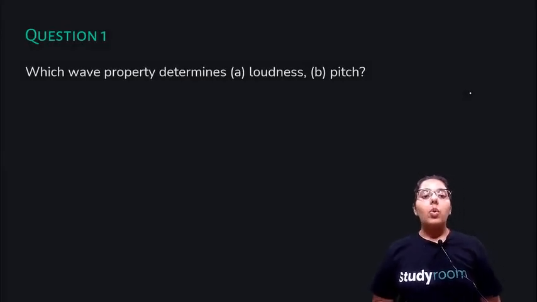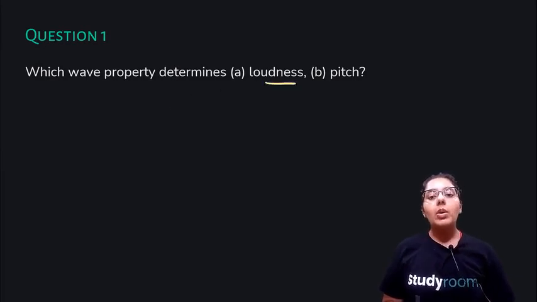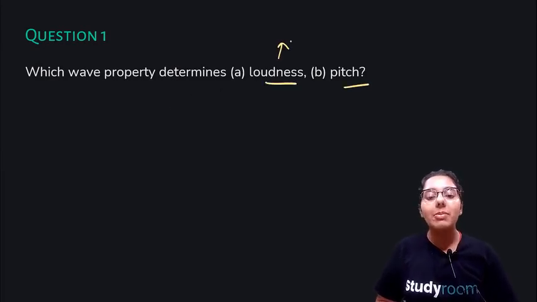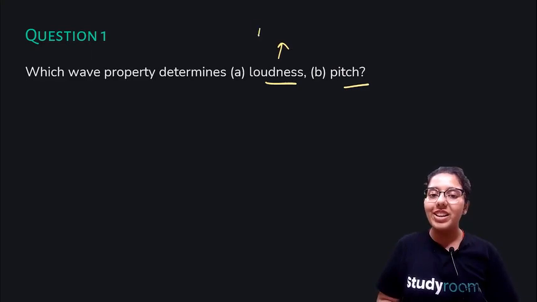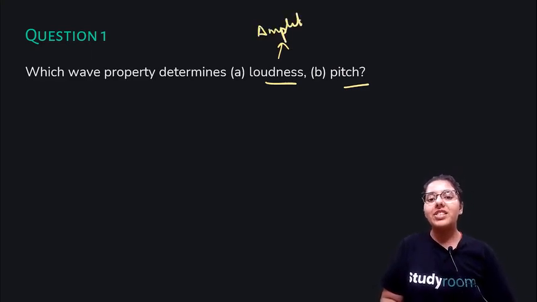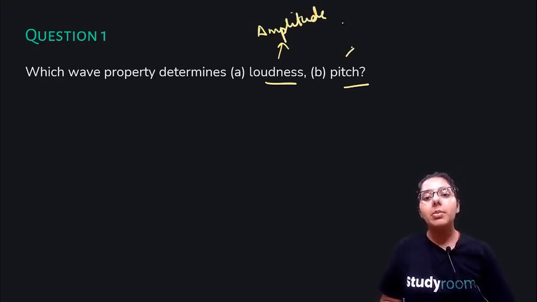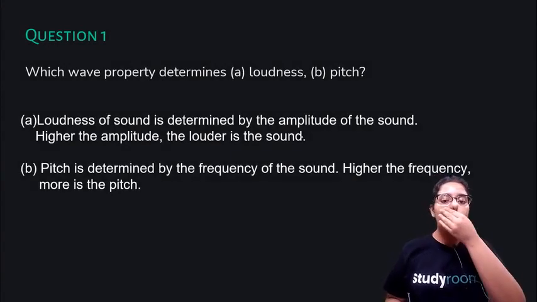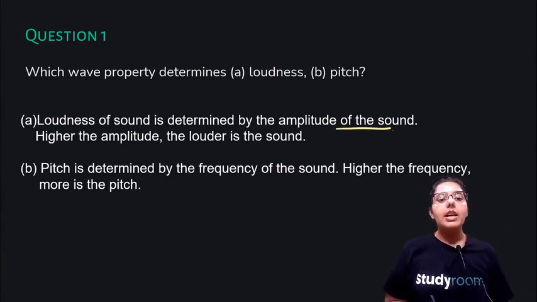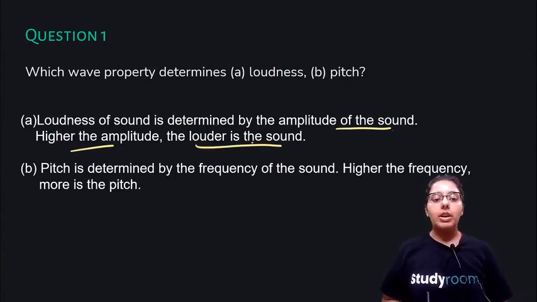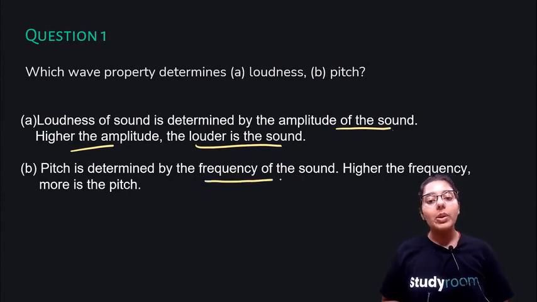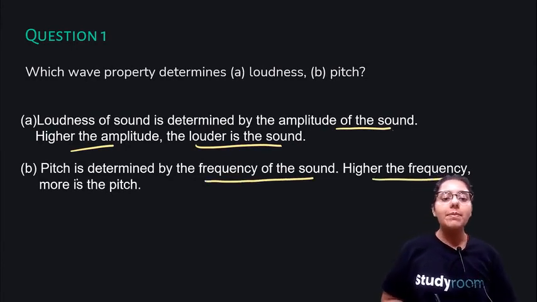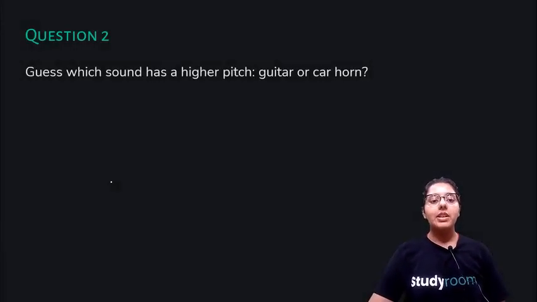So question 1, which wave property determines loudness and pitch? You know, loudness is determined by what? Correct, you are correct. We just discussed it, amplitude. And pitch is determined by frequency. So loudness is determined by the amplitude of the sound. Higher the amplitude, louder is the sound. And pitch is determined by the frequency of the sound. Higher the frequency, more is the pitch, okay?